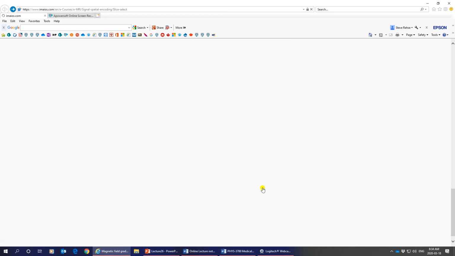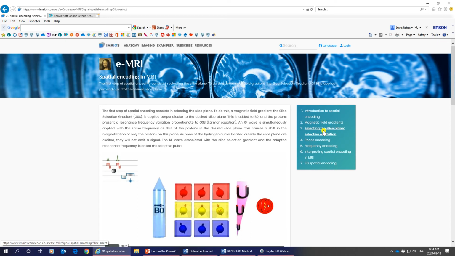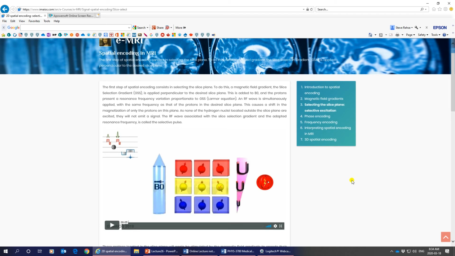Let's see what comes next here. All right. So selecting the slice plane, selective excitation. This is what's called the slice selection gradient. The idea of the slice selection gradient is it starts the pulse right away. It's going to be occurring up here.